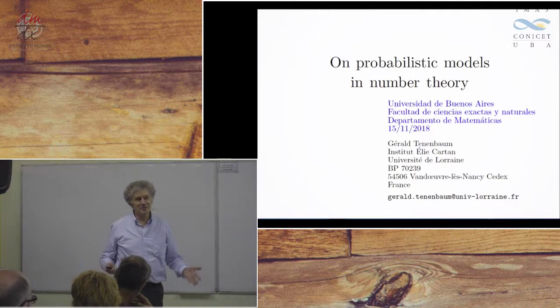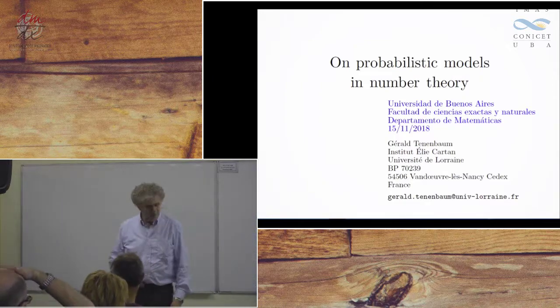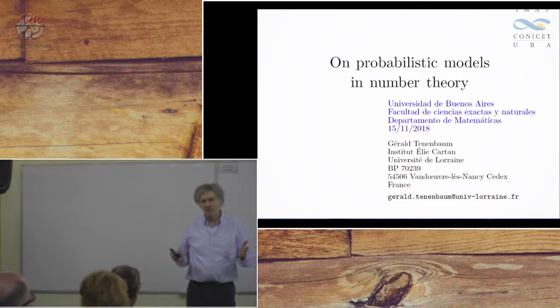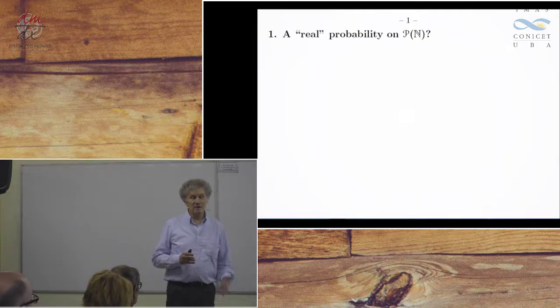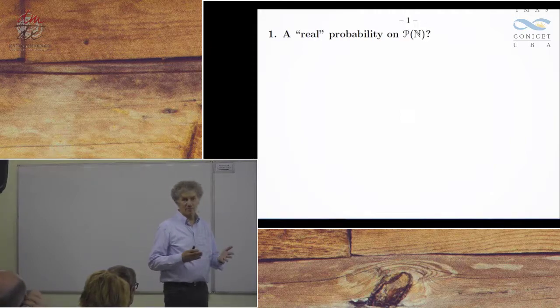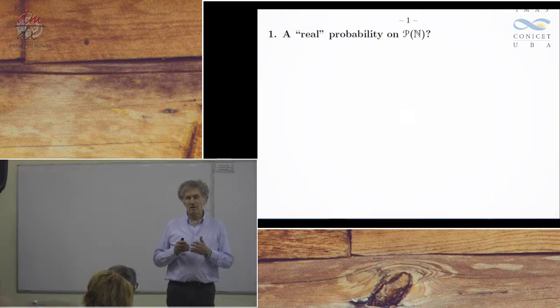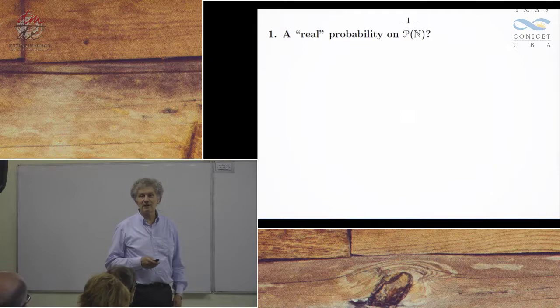So I will speak in English because otherwise the talk would take 2 hours instead of 1 hour. So, probabilistic models in number theory. I intend to make a short, incomplete survey of probabilistic models in number theory. Since I suppose that you are not all familiar with probabilistic number theory, the first question is a naive one: why is probabilistic number theory not part of probability theory? This is the first question I ask myself, and actually it has a very clean answer.